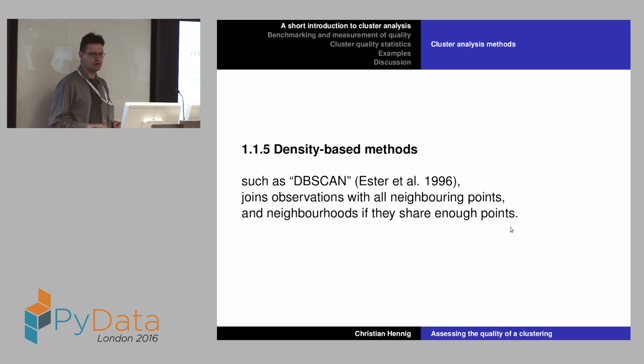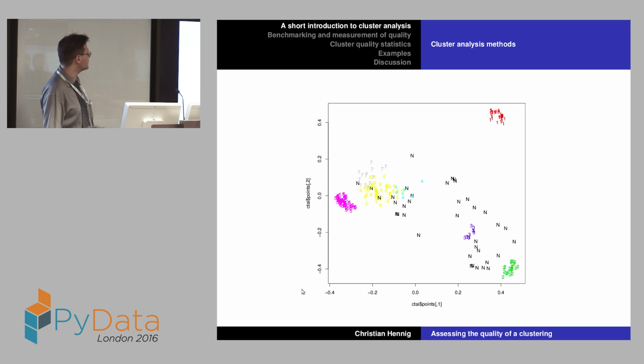And then there are also density-based methods. The idea here is that you want to identify clusters with modes in the density, with areas where the density is high. One of these methods is DBSCAN from 1996. The idea is you join all observations with neighboring points if they are close enough, and then you join neighborhoods if they share enough points. That gives you again something special, namely the points that are denoted N here. It will only merge things where the density is high enough.